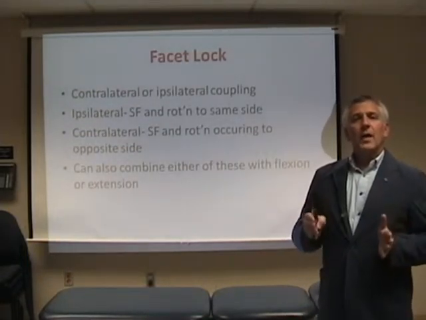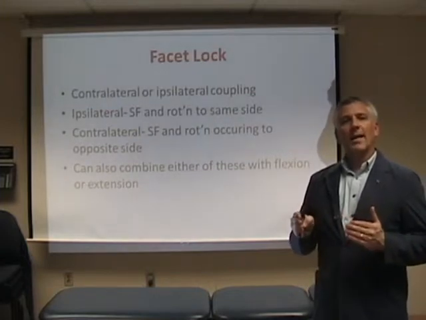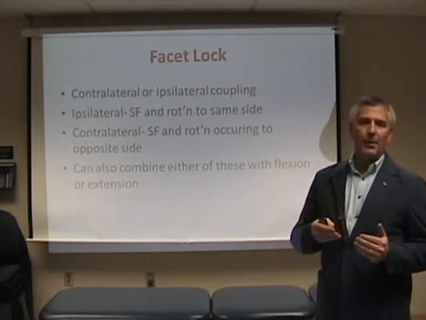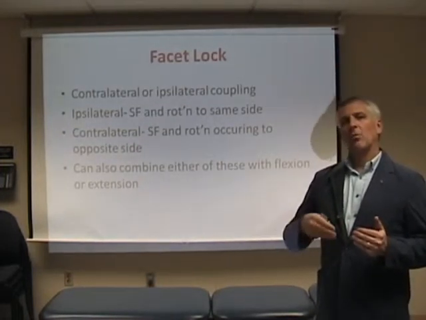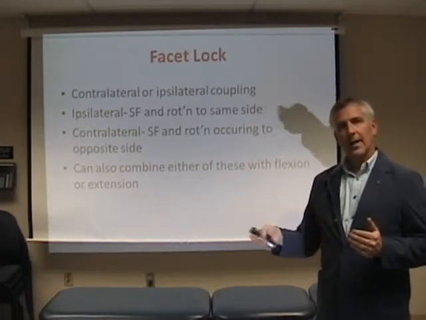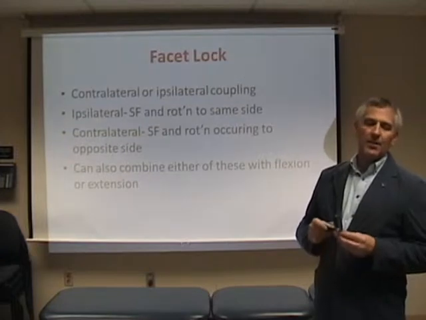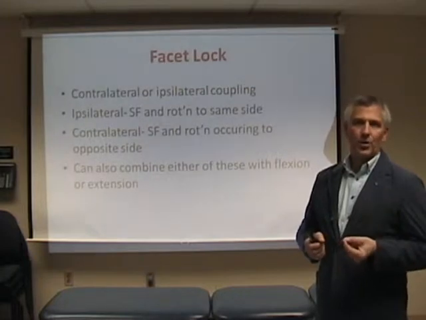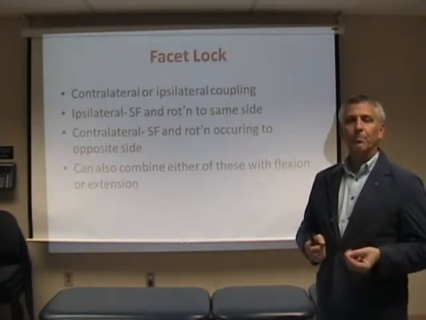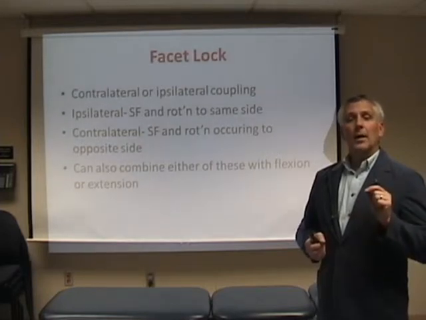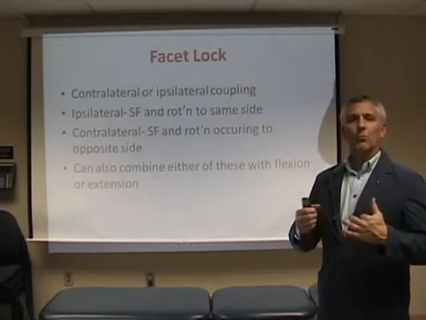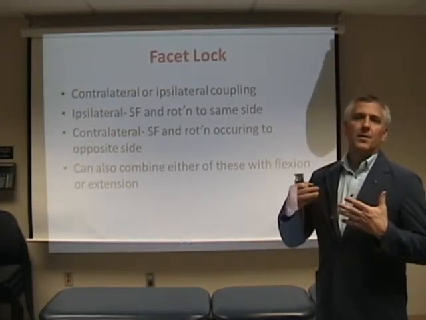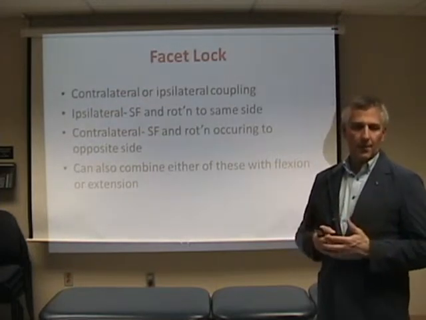In the lumbar spine, we essentially have two types of locking that we're going to use. Facet locking tends to take place above the segment, and physiological locking will be taking place below, or caudal to, that segment. We're going to first talk about the facet lock. It can be done in either a contralateral or ipsilateral fashion. Ipsilateral coupling is side flexion and rotation to the same side. Contralateral coupling is side flexion and rotation to opposite sides.